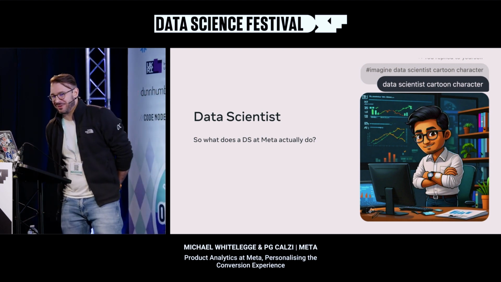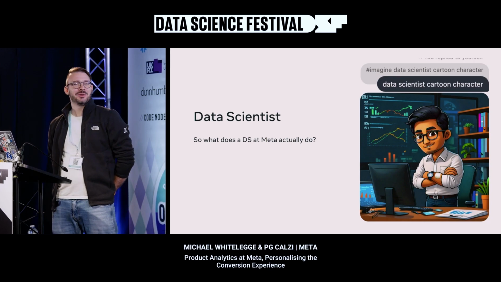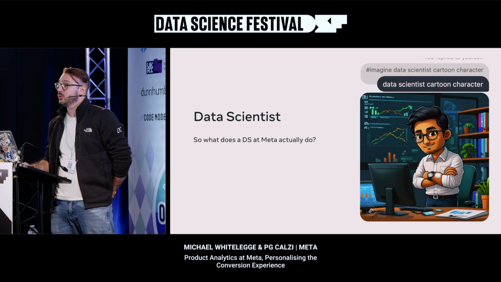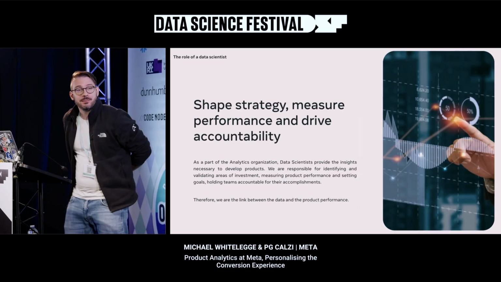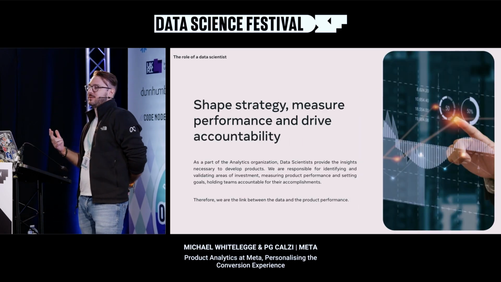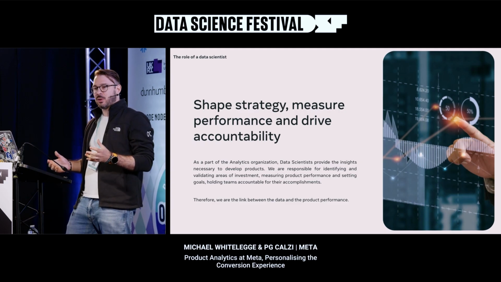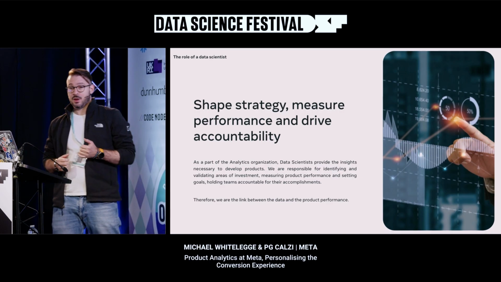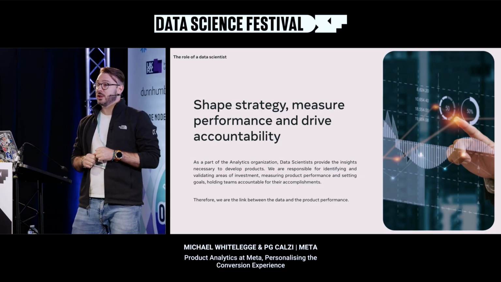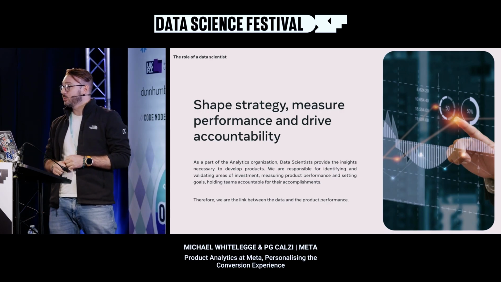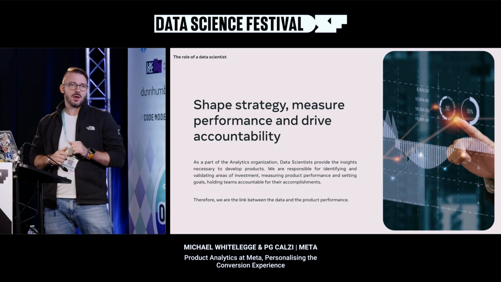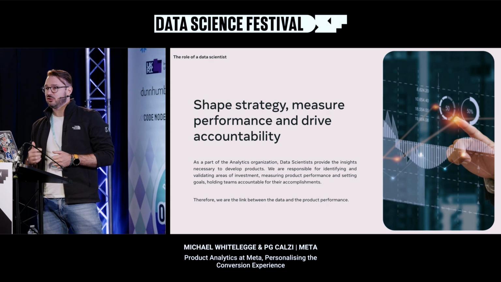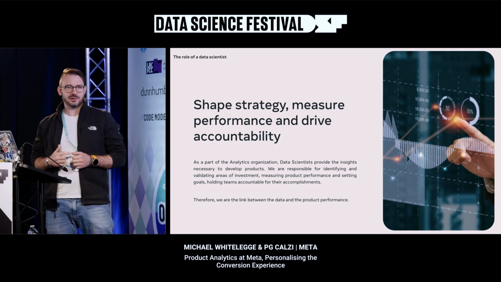Equally as before, we have a Gen AI image of what we believe a data scientist might look like. But what do we do on a day-to-day basis? Well, there are three things that really come into play that you heard about before: strategy, performance, and accountability. At the strategic level, we want to make sure to identify and size correctly the opportunities in front of us. At the performance level, we want to make sure that our products perform, that our changes and features deliver the value that they promise.